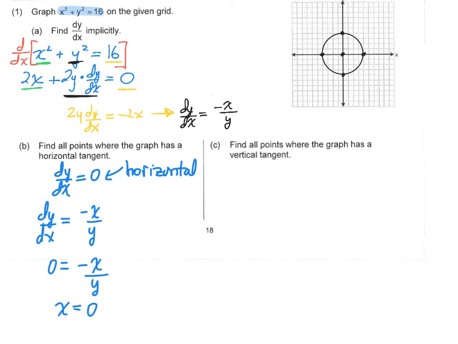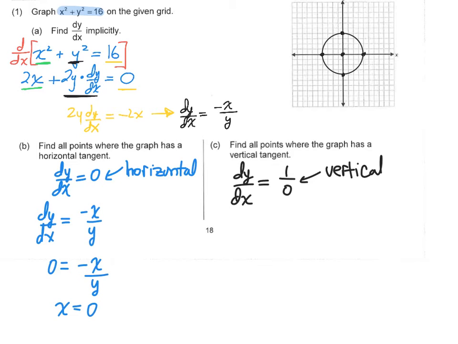What do we know about the slope of a vertical line? It's undefined. So we're going to make it 1 over 0. Why is it positive x? Oh, because you're going to divide 0 by a negative. So cross multiply, get negative x equals 0, then divide 0 by negative 1. So vertical tangents have slopes that are undefined.